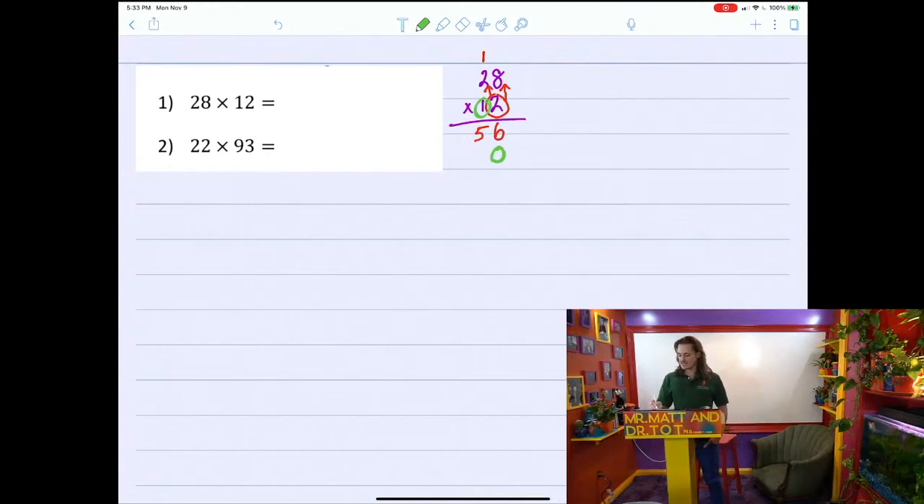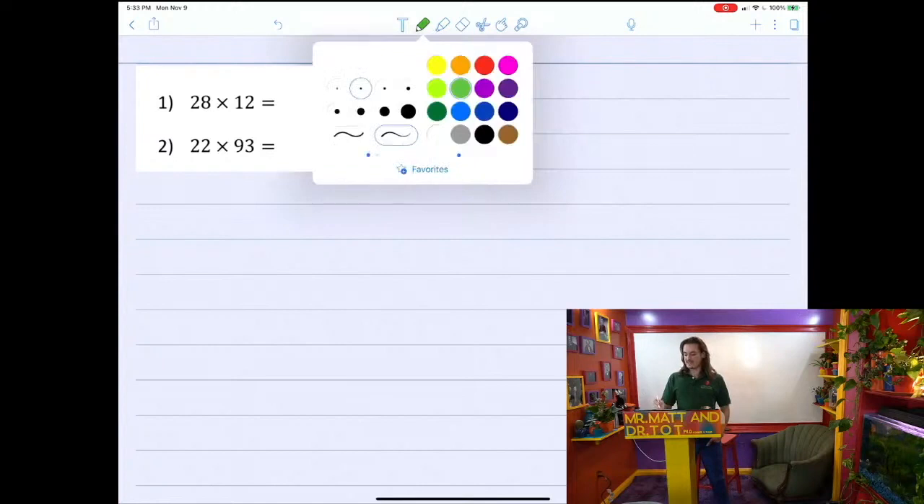1 times 8 is 8. Notice that that's not above 10, so I just write 8 and I don't have anything to regroup. 1 times 2 is 2. So now to find the answer, I would add these two together.